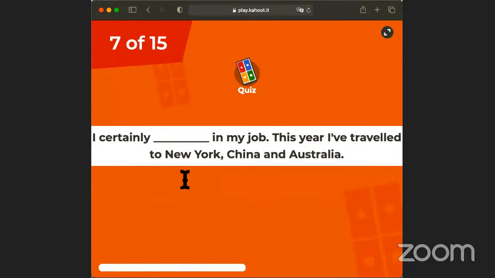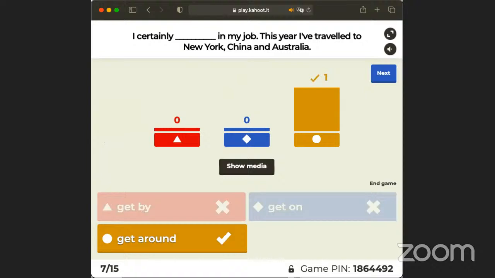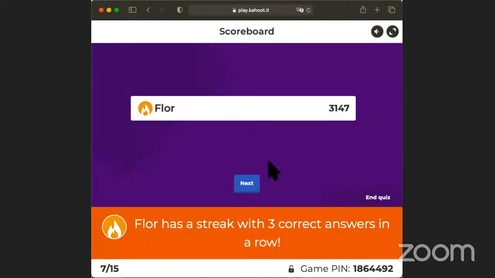I certainly get by, get on, get around in my job. All right, get around. Can we read the answer, please? I certainly get around in my job. This year I've traveled to New York, China, and Australia. Excellent, great job. Get around is like travel, basically. It means to move.